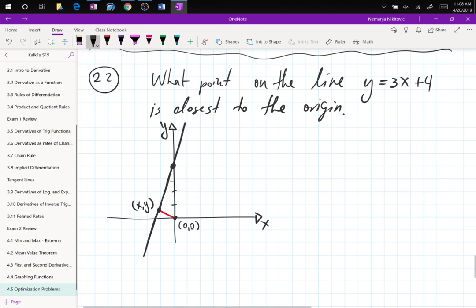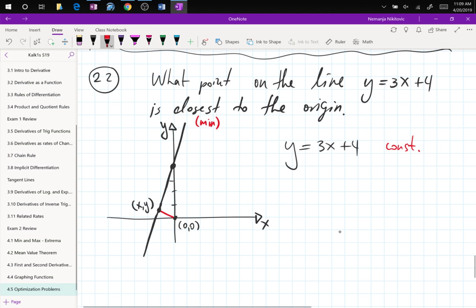Well, the constraint is already given to us. You can call it y equals 3x plus 4. That's a constraint right away, because the point has to be on that line. Now, what's the objective function? The word closest is related to what concept that we are working on right now? Closest is minimum, great. So here I'll put min.